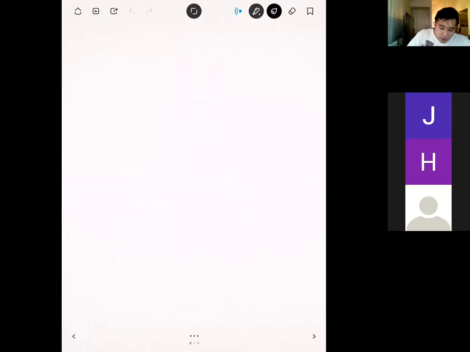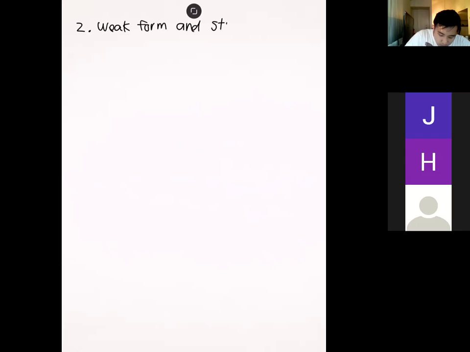Okay. So the other key fact about the weak form goes back to its name: even though we call it the weak form, weak doesn't imply inferior. The weak form and strong form are equivalent.